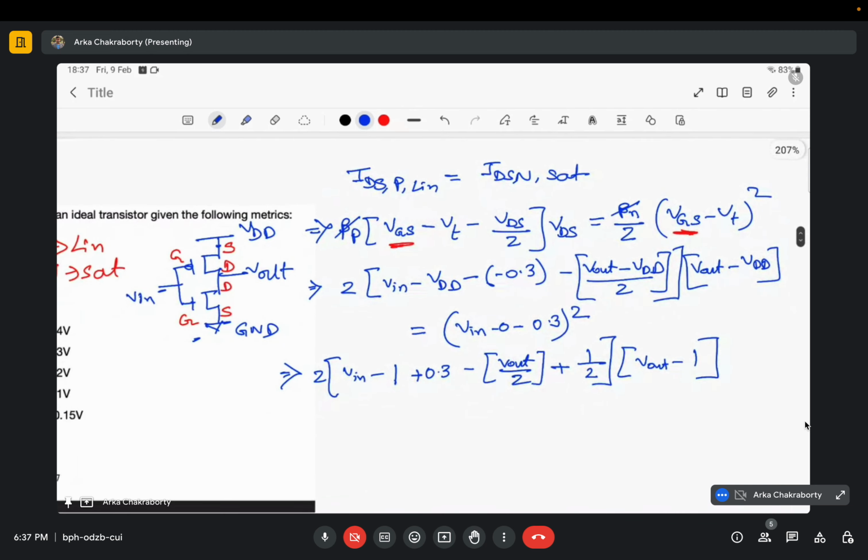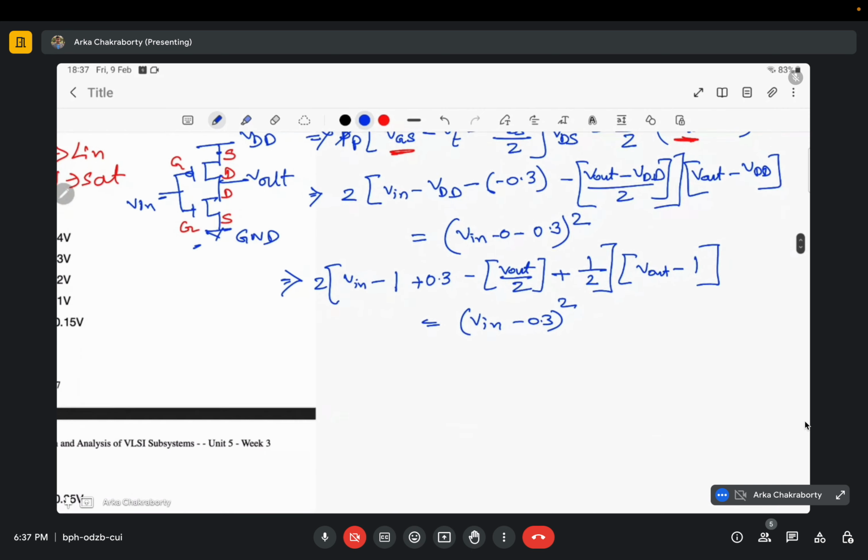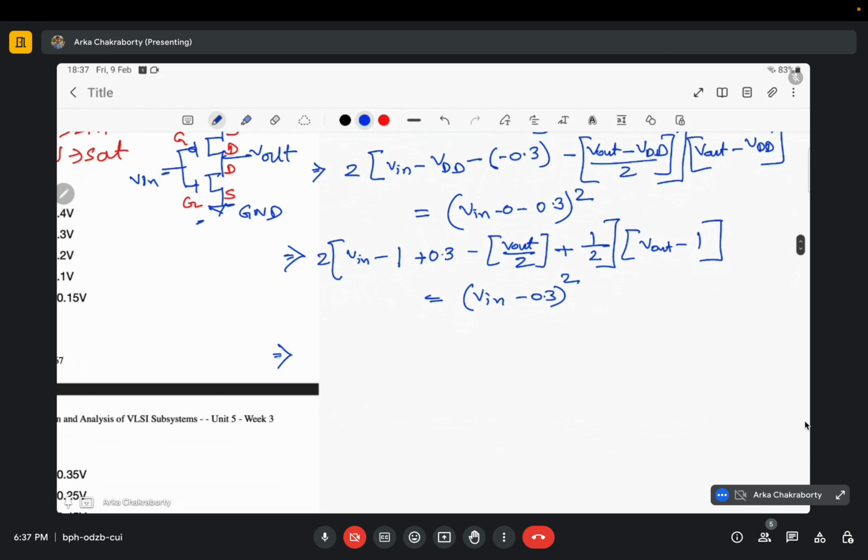Am I doing it correct? Yes, I think I am doing it correct. Is equals to V input minus 0.3 whole square. Okay, so now let me expand it and see what remains. 2 into V in, so it is 0.5, 0.5 plus 0.3 is 0.8, minus 1 is minus 0.2, minus V output by 2 into V output minus 1 is equals to V input minus 0.3.